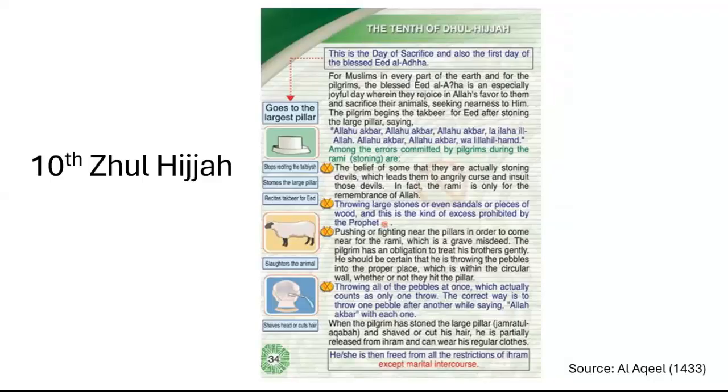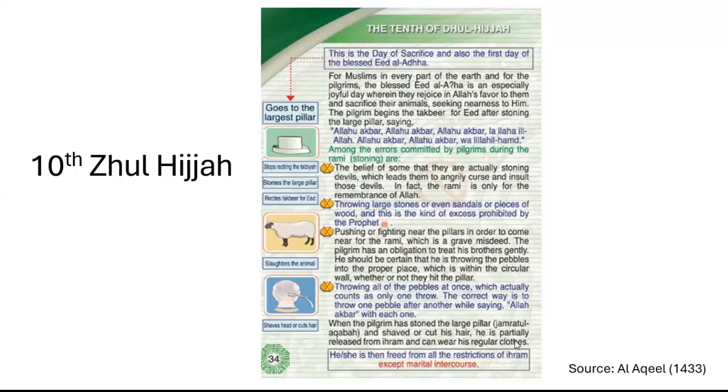The throwing: you don't throw big stones, just small pebbles, like a chickpea. Small ones are enough. Some people make the mistake of throwing large stones or sandals or wood. No, these are excesses. Or throwing all the pebbles at once is also not accepted. It's one: Allahu Akbar, you throw one. Allahu Akbar, you throw one, 7 times.